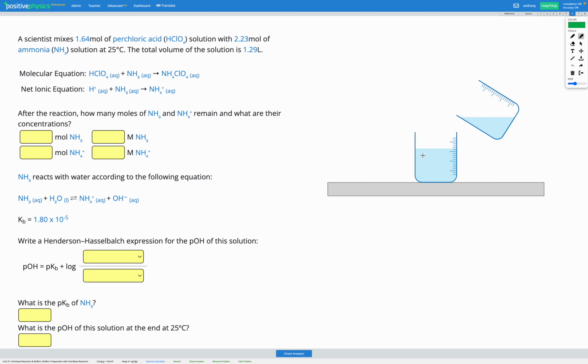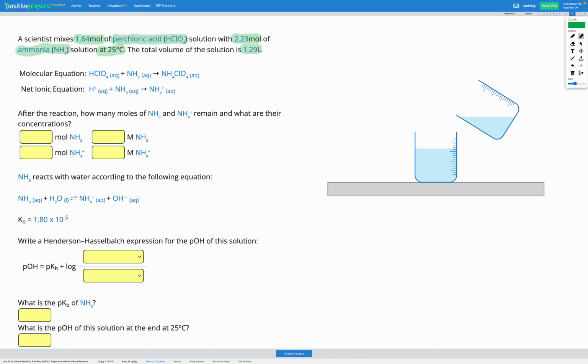In this skill, we're going to be using the Henderson-Hasselbalch equation to figure out the pH of a buffer that was made by an acid-base reaction. In this question, we have a scientist who mixes 1.64 moles of perchloric acid, HClO4 solution, with 2.23 moles of ammonia, NH3 solution, at 25 degrees C. We're told the total volume of the solution is 1.29 litres.